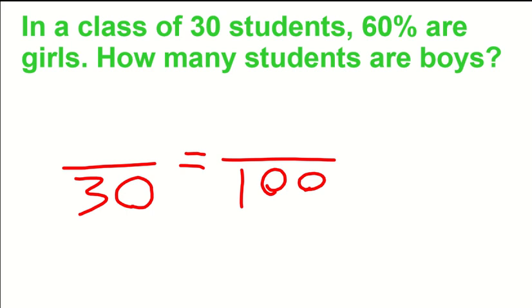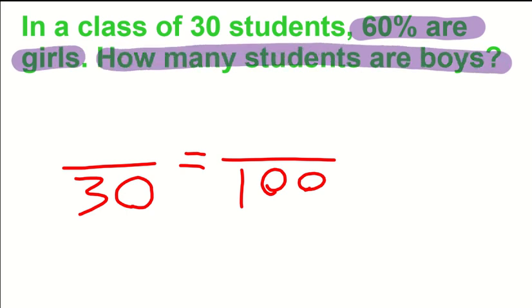The percentage it gives us, it says 60% are girls. But it then asks how many students are boys. It gives you something and asks for something else, you got an extra step. Usually that extra step is going to be some subtraction.